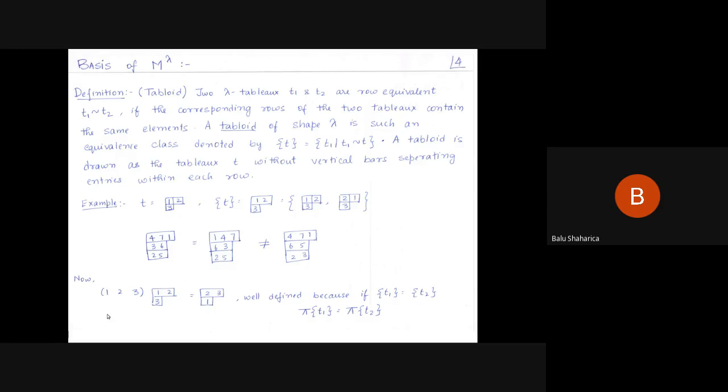So we need to define the action of elements of Sn on the tabloid. I've acted the permutation (1 2 3) on this tabloid, which basically replaces the entry. So if this is pi, then this entry is basically pi(1), and this is pi(2), and so on.